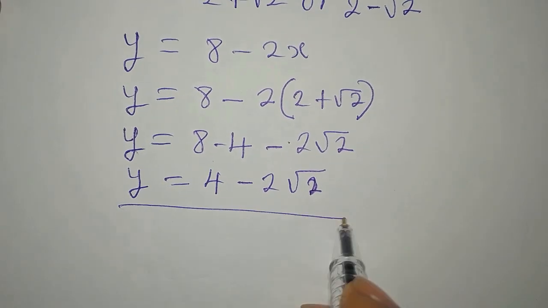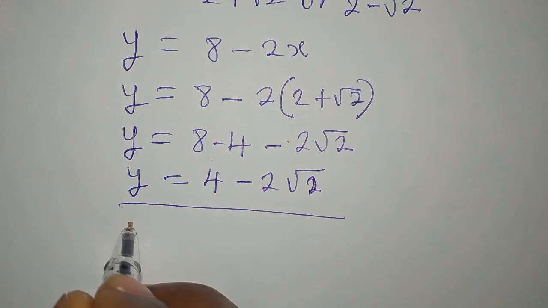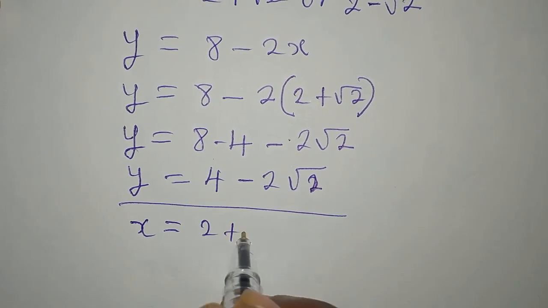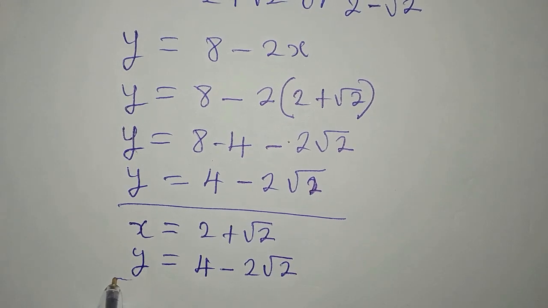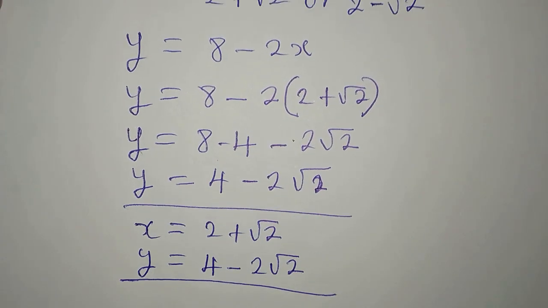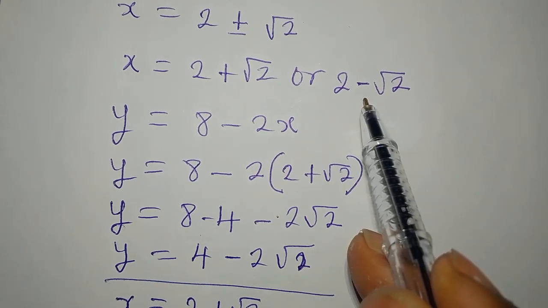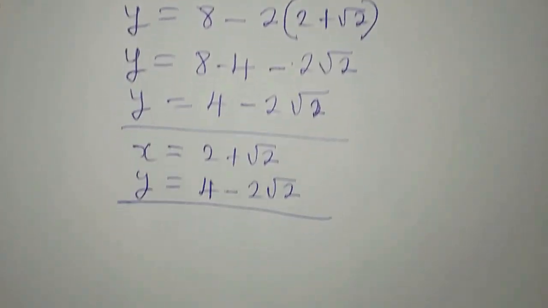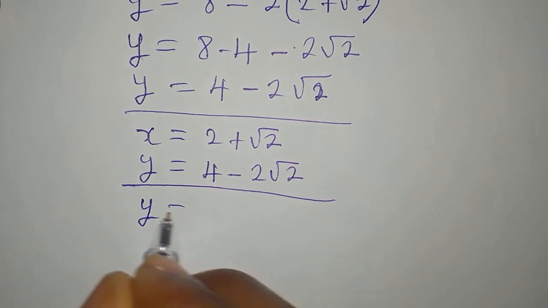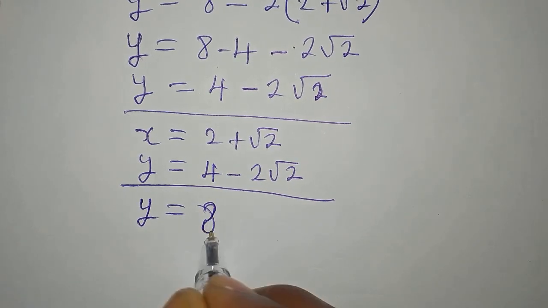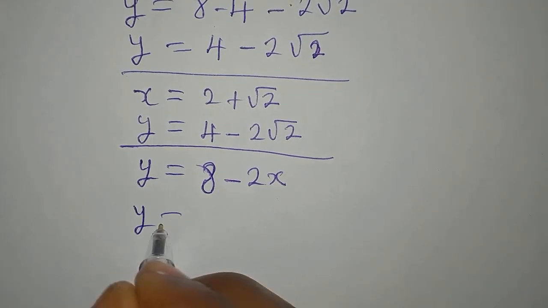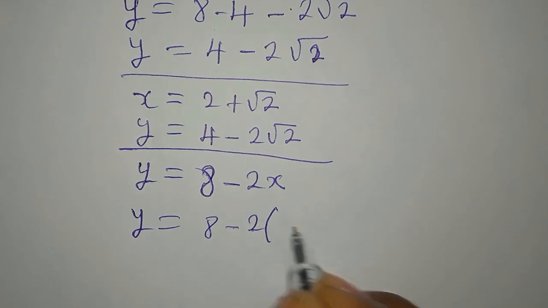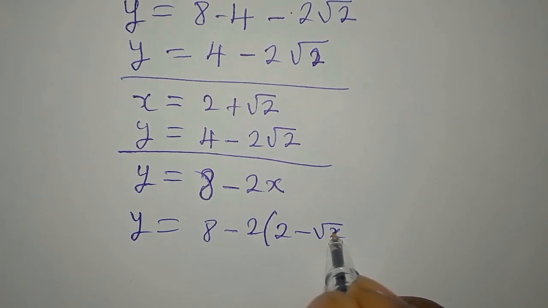What are we saying? We are saying that x equals 2 plus root 2, and y equals 4 minus 2 root 2. Okay. Now, to get the other values, we'll go back to the second value of x, which is 2 minus root 2. So our equation still remains y equals 8 minus 2x, right? Okay, so y now will be equal to 8 minus 2 into bracket 2 minus root 2.